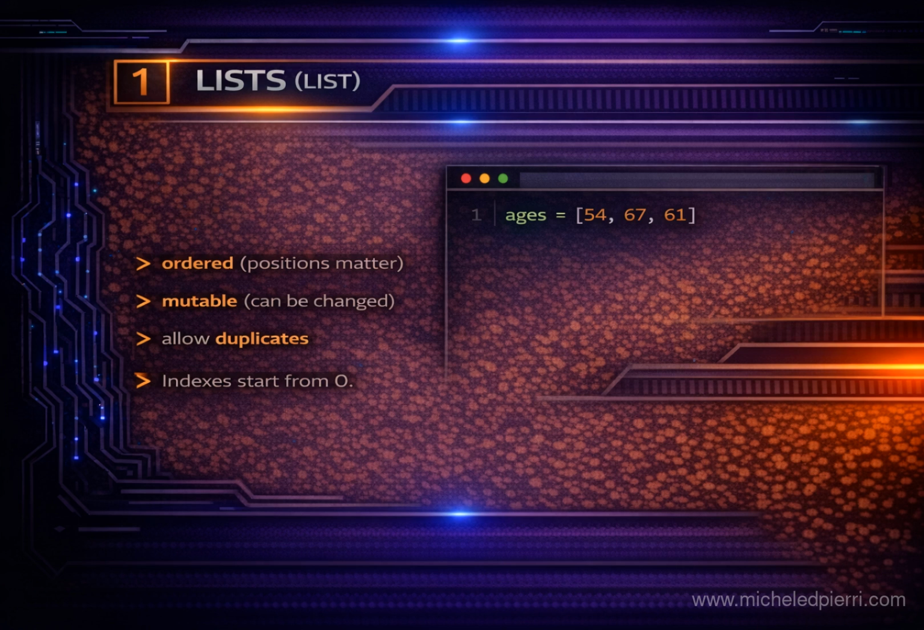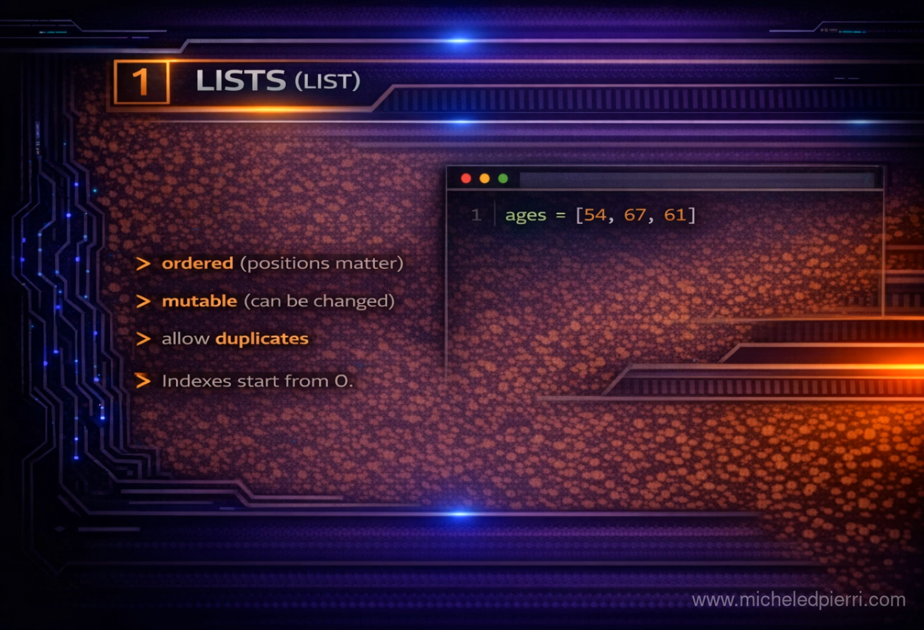Duplicates are perfectly fine. In the example on the right, we create a list of 3 numbers and store it in a variable called ages. The square brackets are the visual signal. This is a list. Because order matters, the first number is in position 0, the next is position 1, and the last is position 2. And since lists are mutable, if you later decide one value is wrong, you can replace it directly without rebuilding the whole structure.